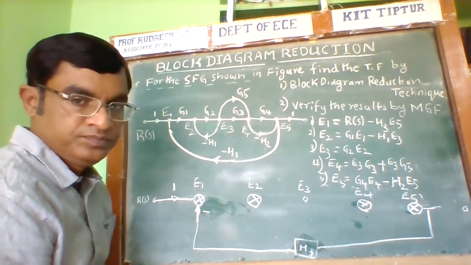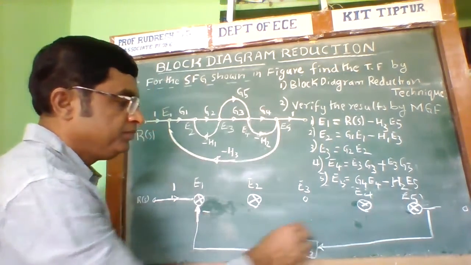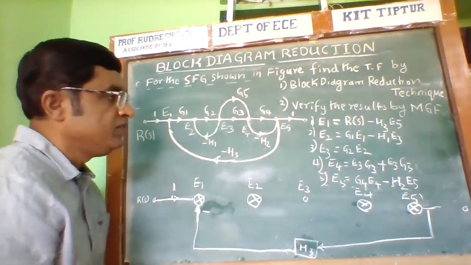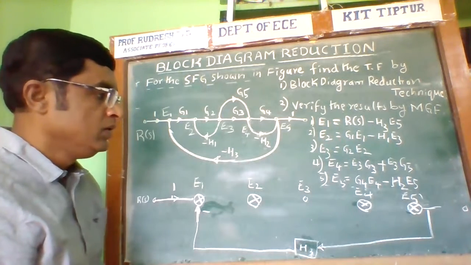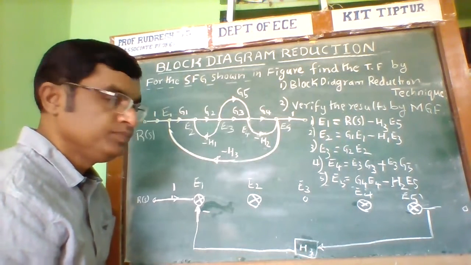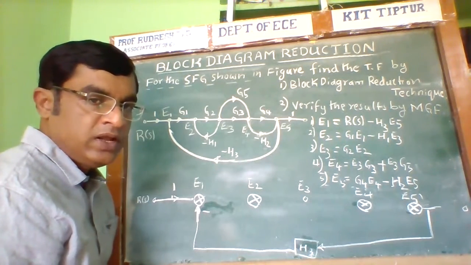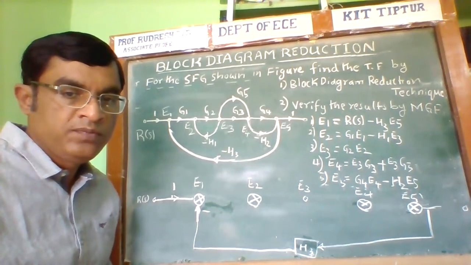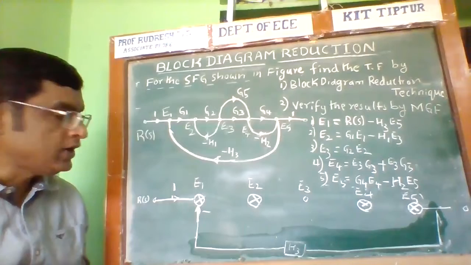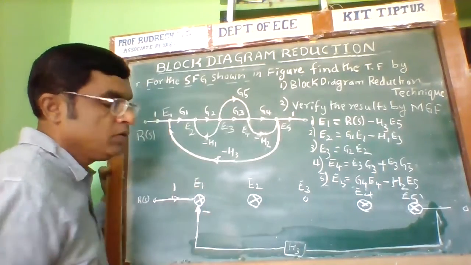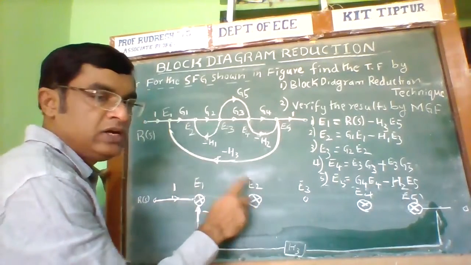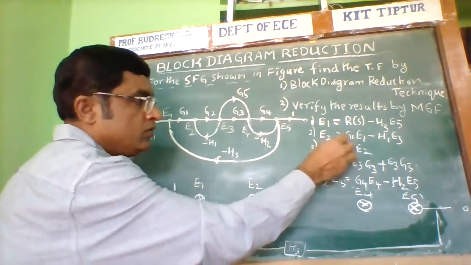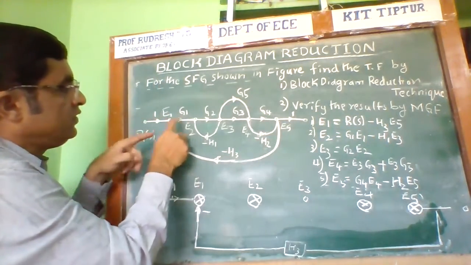Similarly, identify another node, the E2 node. What is the E2 node? Is it here, E3? For the E2 node we need to write down the signals. Similarly, write the signals at the node E2. Now, what are the incoming signals? E2 is equal to G1 into E1. Now, this G1 must be placed in the block.